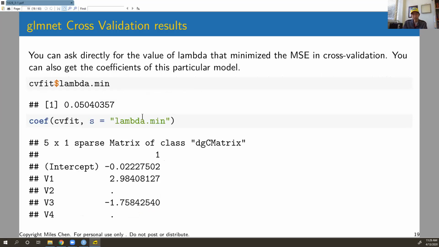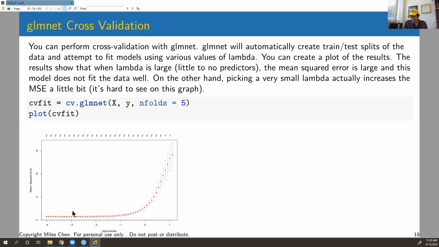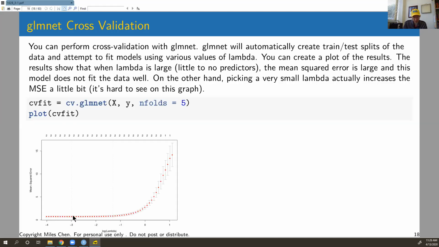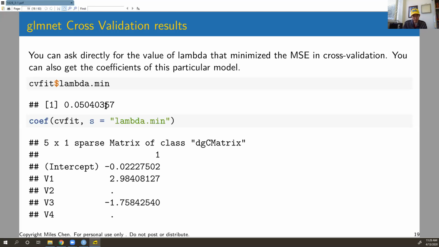And so you can ask, what was the value of lambda that produced the smallest mean squared error when we did cross-validation? It says the value of lambda was not 0, it's not the OLS estimates, but 0.05. And if you fit 0.05, then the estimates it would get would be 2.98 and negative 1.758. There's another value, and that's actually this column right here. I know there's a faint line here, and this corresponds to the minimum lambda.